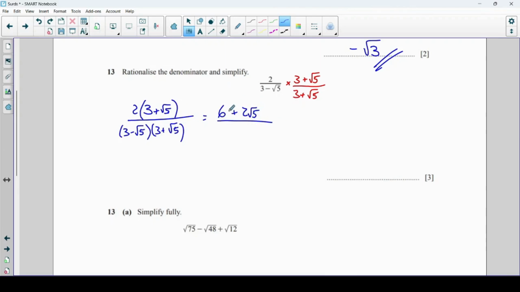On the bottom, 3 times 3 is 9, doing the first terms. The outside ones plus 3 root 5. The inside ones minus 3 root 5. And the last minus and root 5 times root 5 is root 25, or just 5. So on the top, 6 plus 2 root 5. Those two middle terms cancel out again. And we're left with 9 minus 5 on the bottom, which is 4. We can divide each of these terms by 2, and if I do that, I get 3 plus 1 root 5, or just root 5, divided by 2.